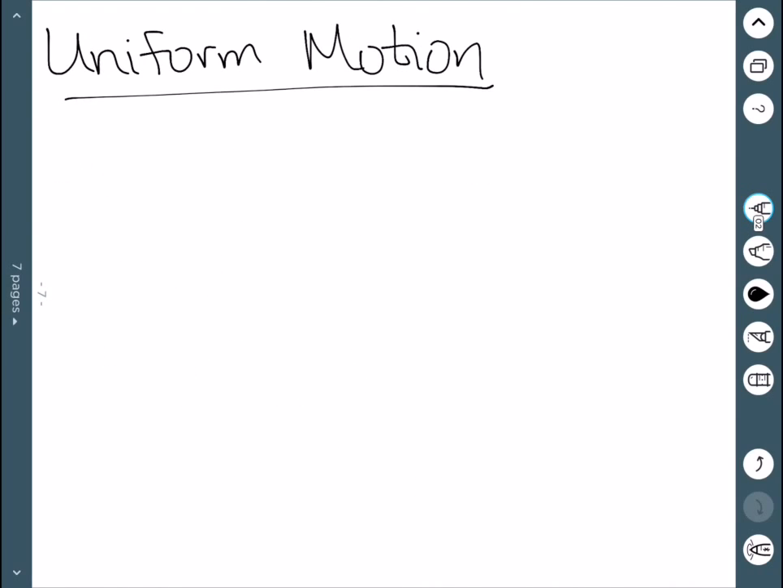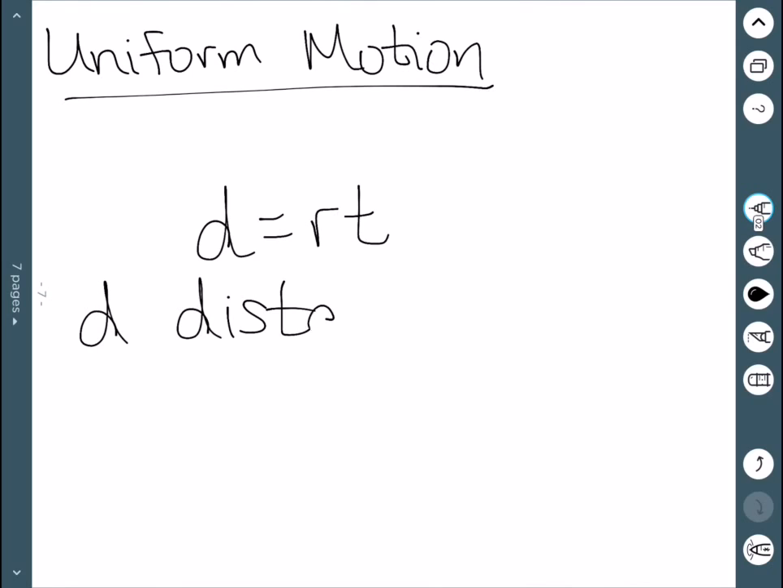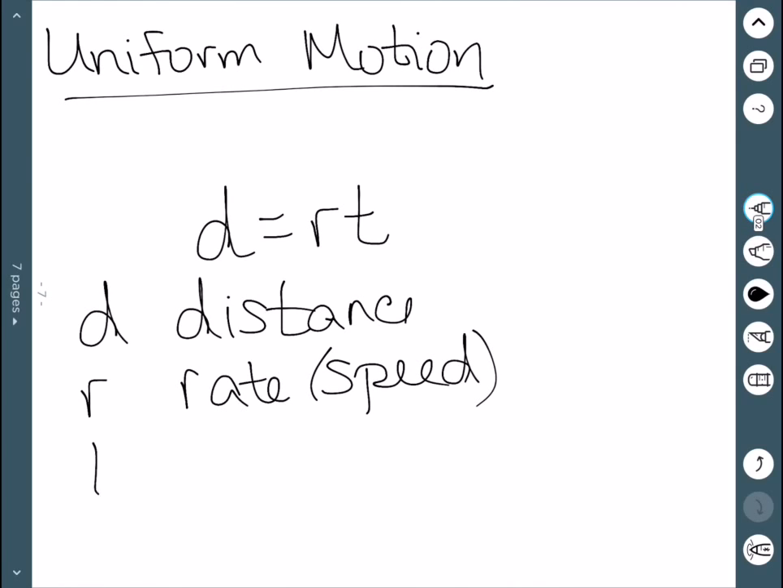The next type of problem we'll look at is uniform motion. And for this one, we need the formula D equal to RT. D is for distance. This is the total distance that we travel. R is our rate, also known as the speed. And T is our time.